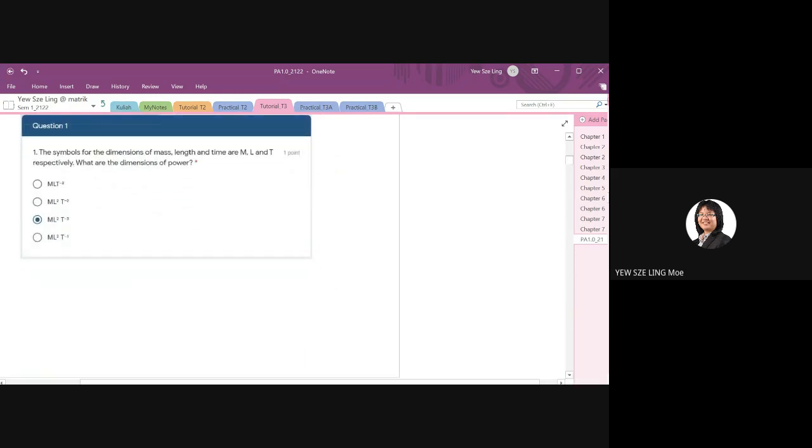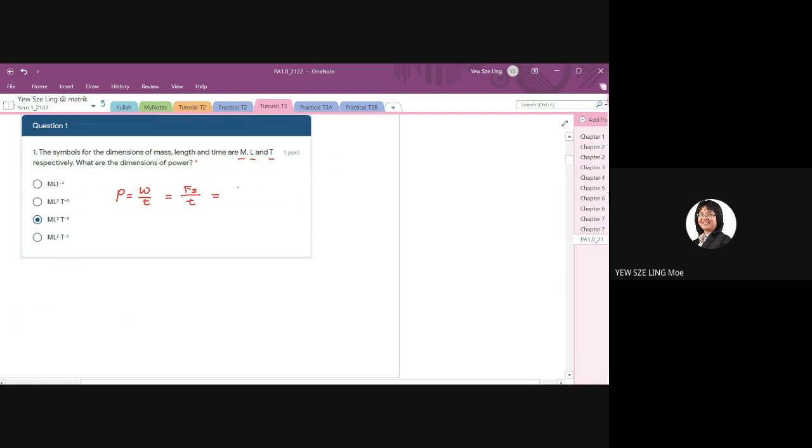Question one: the symbols for the dimensions of mass, length, and time are M, L, and T respectively. What are the dimensions of power? In the exam, you need to know the formulae in order to derive the dimensions. We know P equals W over T, and at the same time, P equals delta K over T, or I would say using Fs is easier. W equals Fs cos theta, so Fs over T.